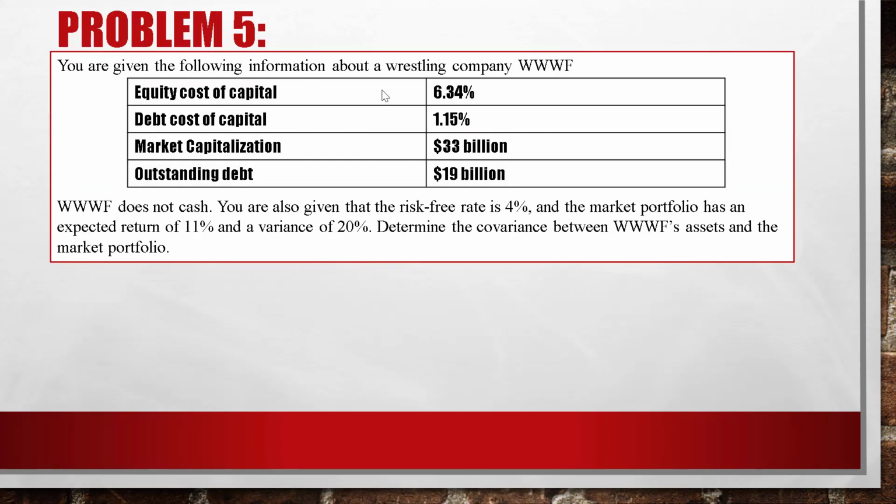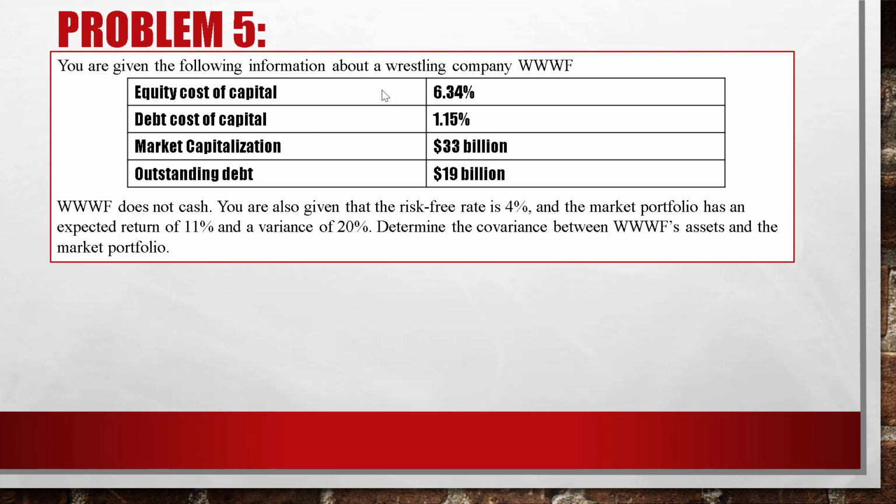Problem 5. You are given the following information about a wrestling company, WWF. Equity cost of capital is 6.34%, debt cost of capital is 1.15%, market capitalization 33 billion, outstanding debt 19 billion. WWF does not hold cash. You are also given that the risk-free rate is 4%. The market portfolio has an expected return of 11% and a variance of 20%. Determine the covariance between WWF assets and the market portfolio.